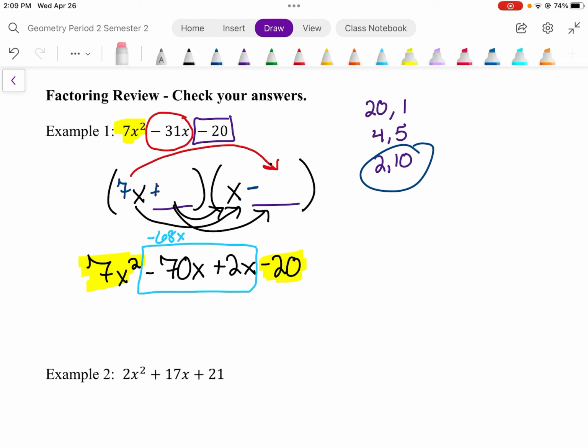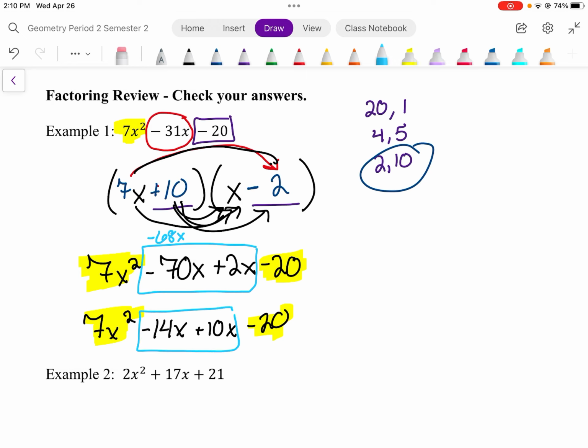So we're going to change our guess from 2 and 10. Maybe let's try the other way, with 10 being positive and the 2 being negative. So if we check this one, we would have our 7x squared, that stays the same. Then we would have negative 14x and positive 10x. And the negative 20 stays the same. This one, when we look again, combining like terms, they do not add up to be negative 31. They end up being negative 4x. So we know for sure that 2 and 10 are not going to be our answers.